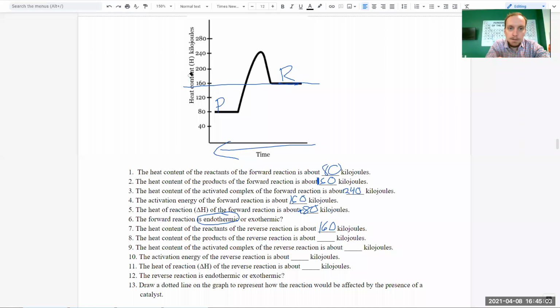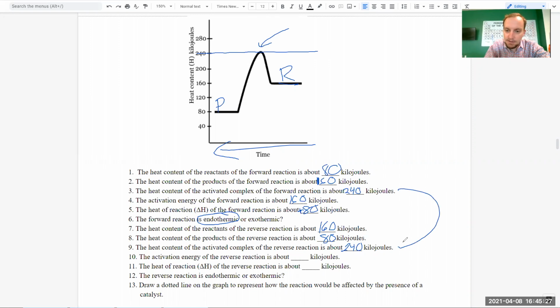Okay. Number 8, the heat content of the products of the reverse reaction. There are the products, it's about 80 kilojoules. Okay. Number 9, the heat content of the activated complex. Again, the activated complex is right here. It is still 240. That has not changed.